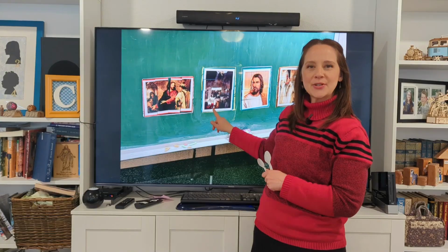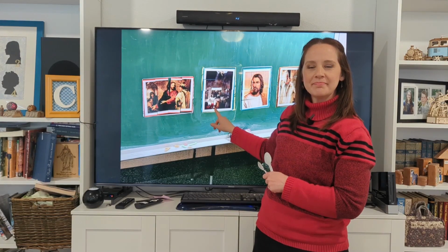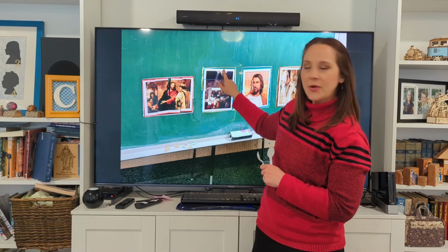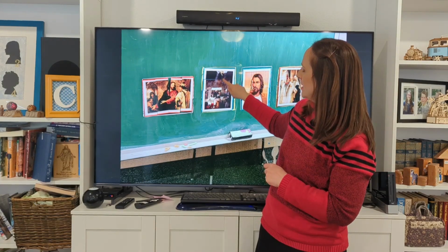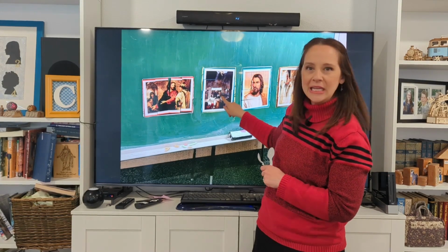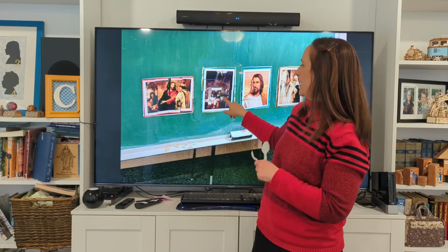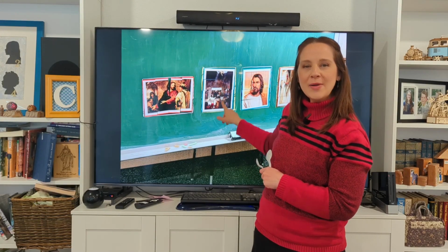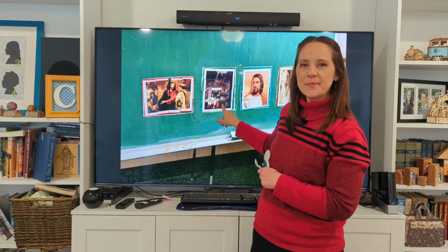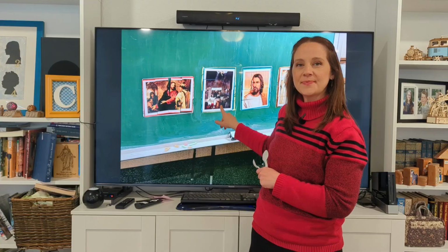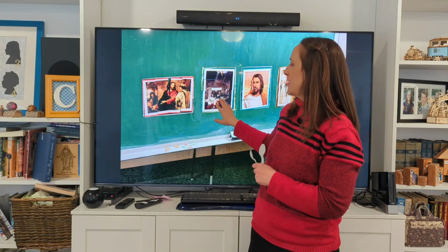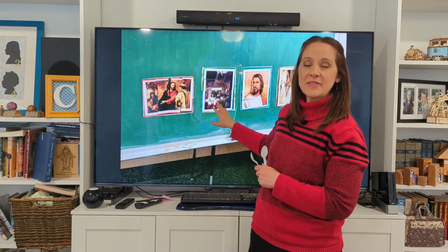Do you see in this picture what's going on here? I usually get a variety of responses. But this man here, if you notice, there's a hole in the ceiling and a rope, and he is on a pallet because he can't walk. Why was he coming to Jesus? To be healed. Did Jesus heal him? He did, of his walking issue, and forgave him of his sins as well.